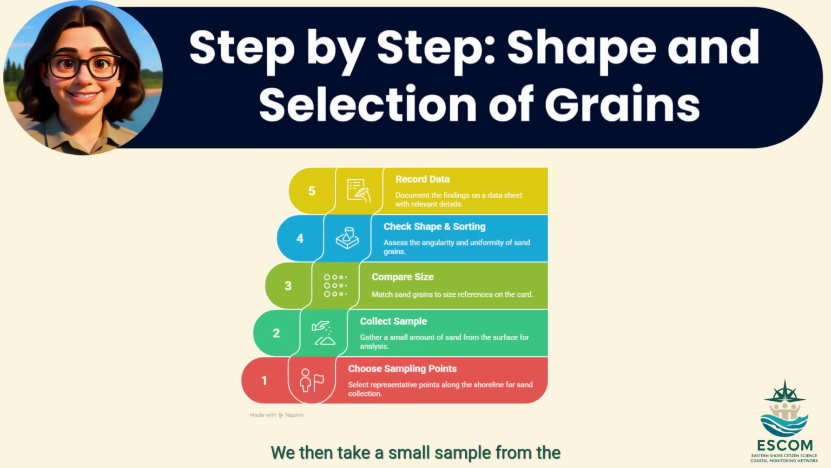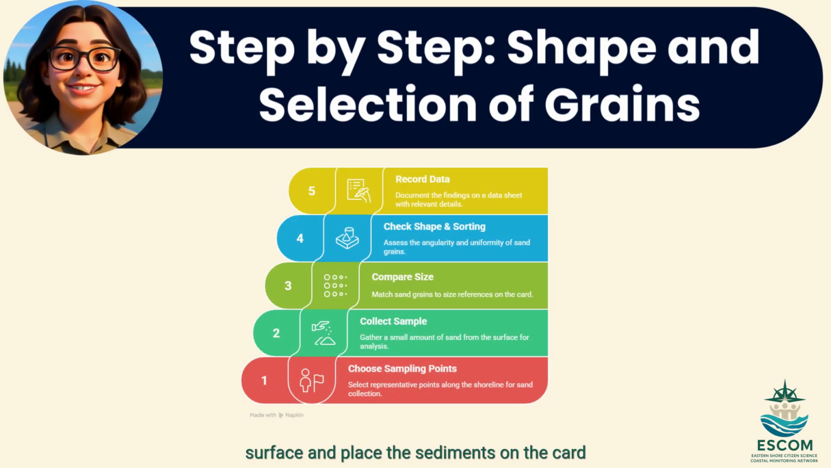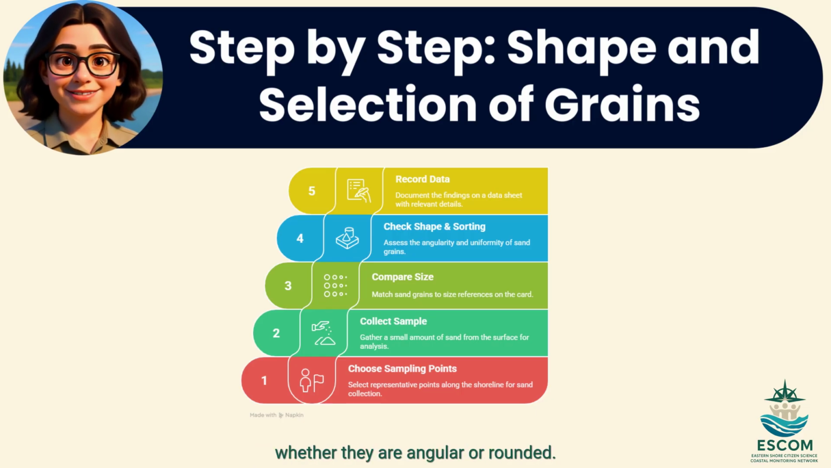We then take a small sample from the surface and place the sediments on the card to evaluate their size and shape, such as whether they are angular or rounded. We also look at sorting, that is, whether the grains are similar in size or very diverse.